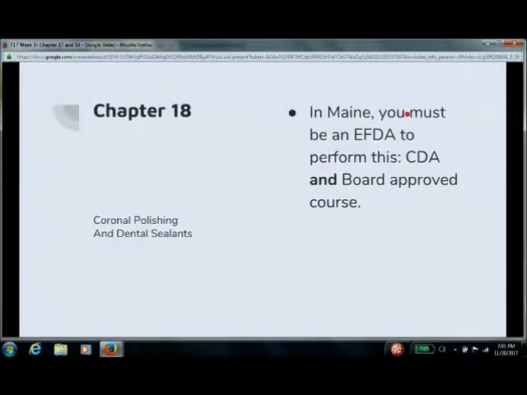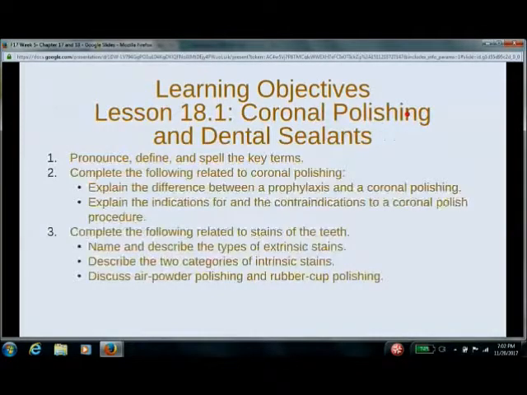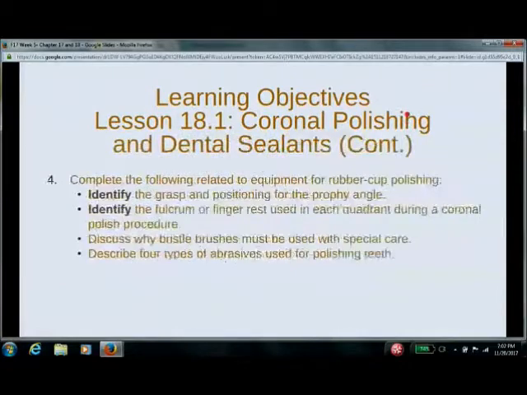Okay. Chapter 18 talks about coronal polishing and dental sealants. And in Maine, you have to be an expanded function dental assistant to perform this, which means that this is a few years off for us. So you need your CDA, which is 2 years away at least, and an extra course to take it. So I'm not going to spend a ton of time here. I'm going to spend more time on what you need to know to assist with it than on how to do it.